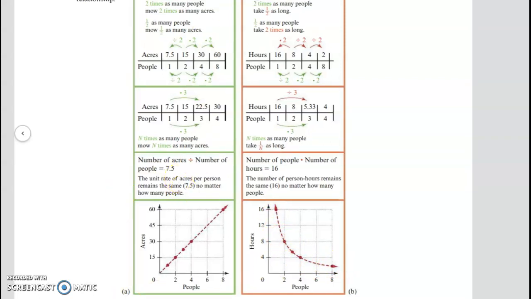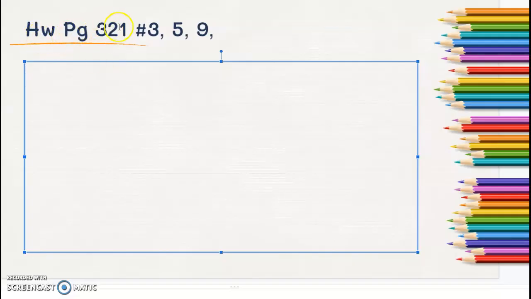So that's all for this section. I want to talk about your homework on page 321, number 3, number 5, number 9. If you work those out, bring them to class on Wednesday, as well as the 3 class activities from section 2.5. Thanks so much.